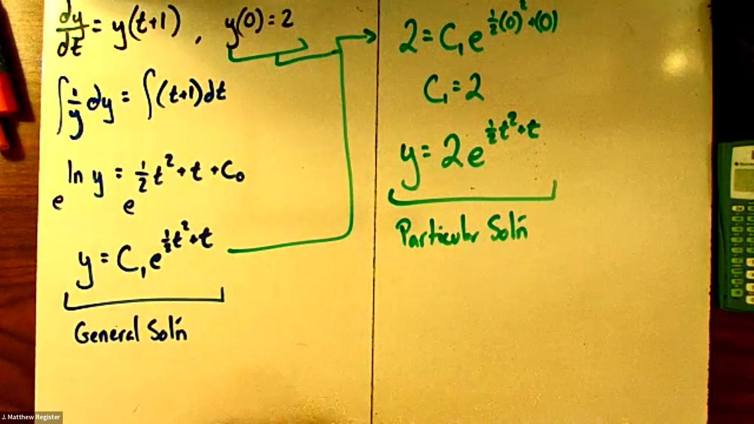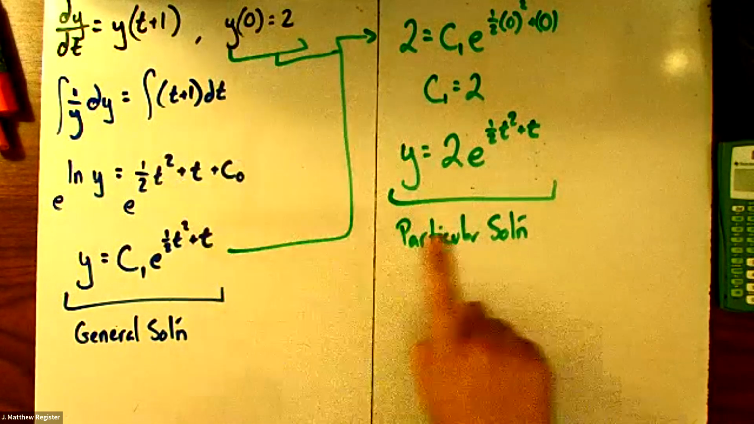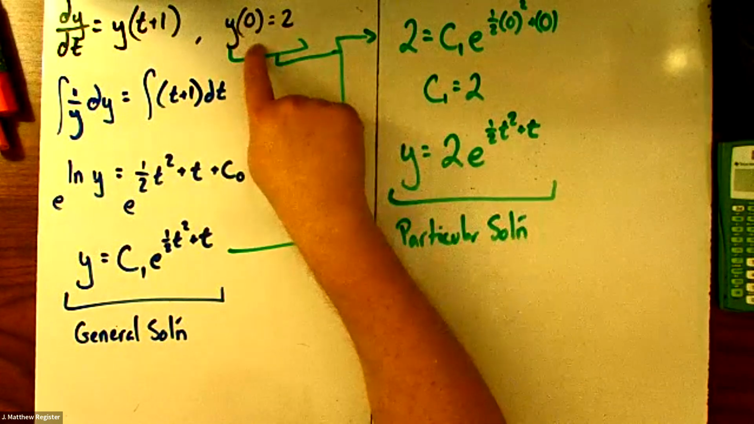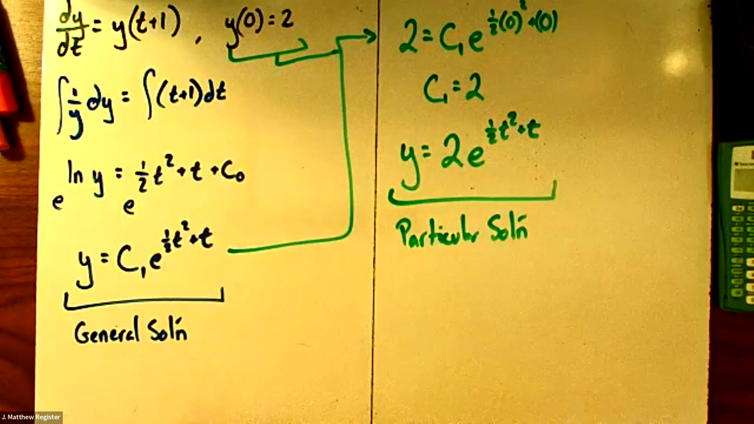If you are given an initial value or an initial condition, then you have to go all of the way out to the particular solution. If you were not given this initial condition, we could stop at the general solution.